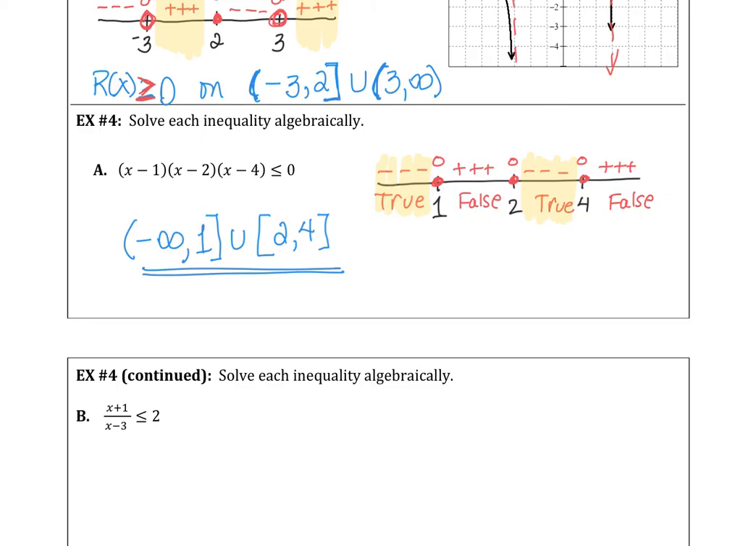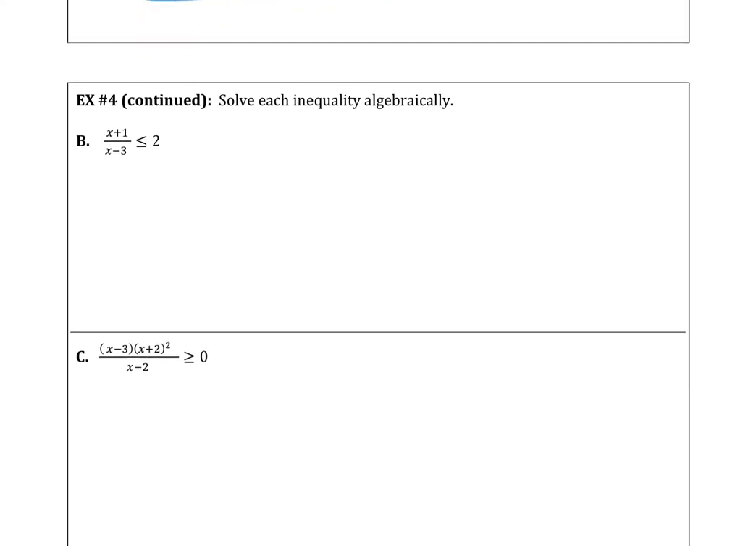And part B, we've got a little bit of a problem because we want to isolate that term. So to isolate the 2 on the other side, x plus 1 divided by x minus 3, and we want to subtract 2, we need a common denominator of x minus 3. So we'll use a well-chosen 1 in that form and say that's less than or equal to 0.